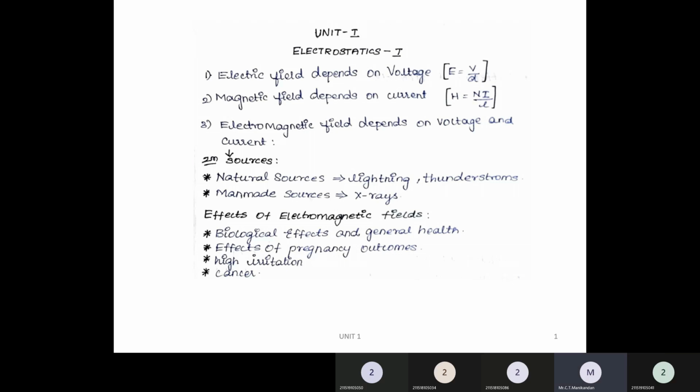What are the main sources of the electromagnetic fields? We have natural sources and man-made sources. Natural sources include lightning and thunderstorms. Man-made sources include X-rays, with which we can diagnose a broken limb or anything. As for the effects of electromagnetic fields, these are the basic effects, biological effects. With high exposure to electromagnetic fields, we will be having irritation, cancer, and all these things.